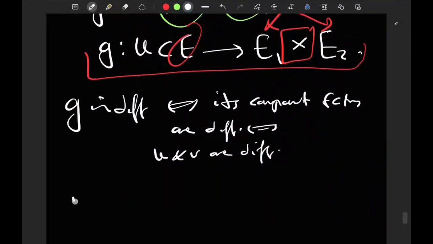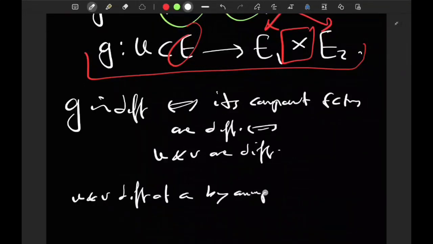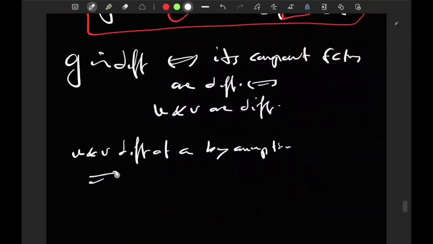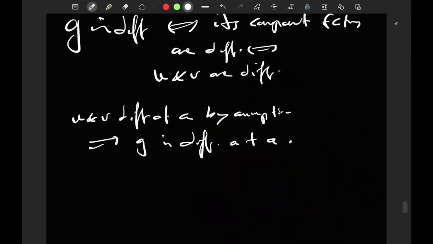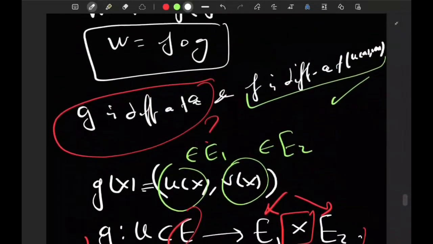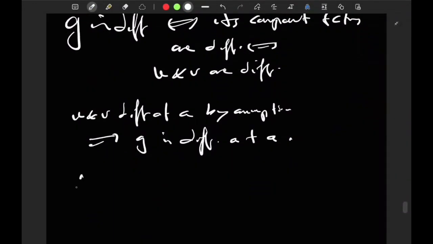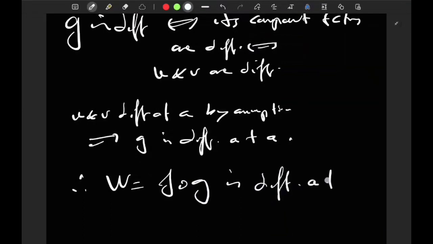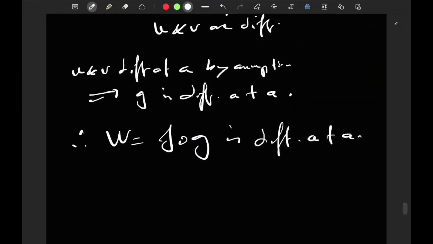Well, since U and V are differentiable at A by assumption, this implies automatically that G is differentiable at A. But furthermore, let's compute. Now, of course, G is differentiable at A, so we have this thing now. And we have that F is differentiable at U of A, V of A. So we conclude the map W, which is F round G, is differentiable at A. What remains now is just to compute the derivative of W.